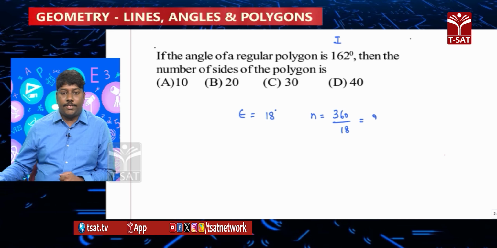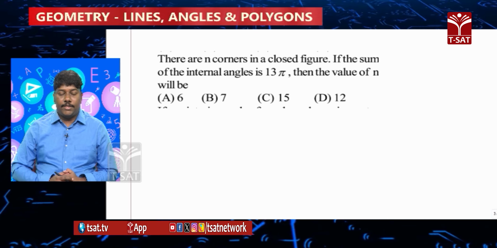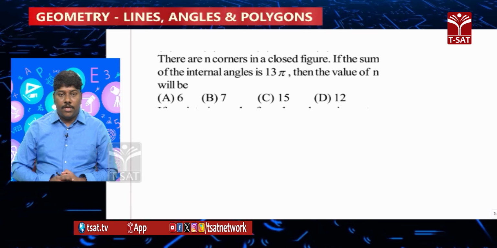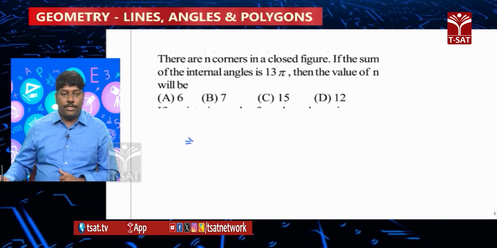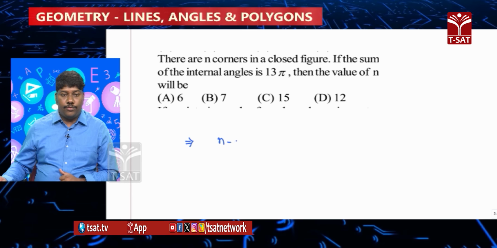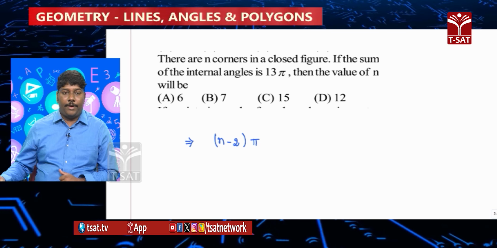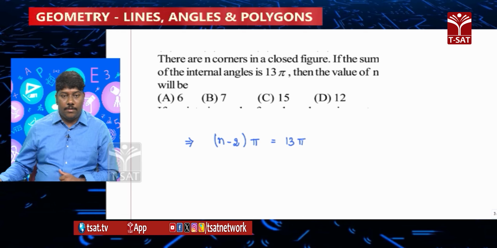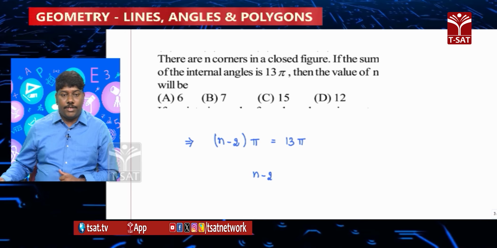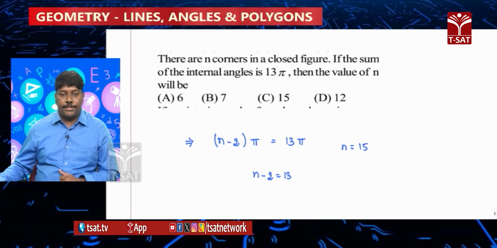Now see here. Second one. There are n corners in a closed figure. If the sum of internal angles is 13 pi, it is given in radians, then the value of n will be. So in radians, in place of 180 you just put pi, so n minus 2 into pi, because you just divide by pi by 180, so it converts into radians. 13 pi, pi gets cancelled, n minus 2 is equal to 13, therefore the number of sides of the polygon is 15 sides.